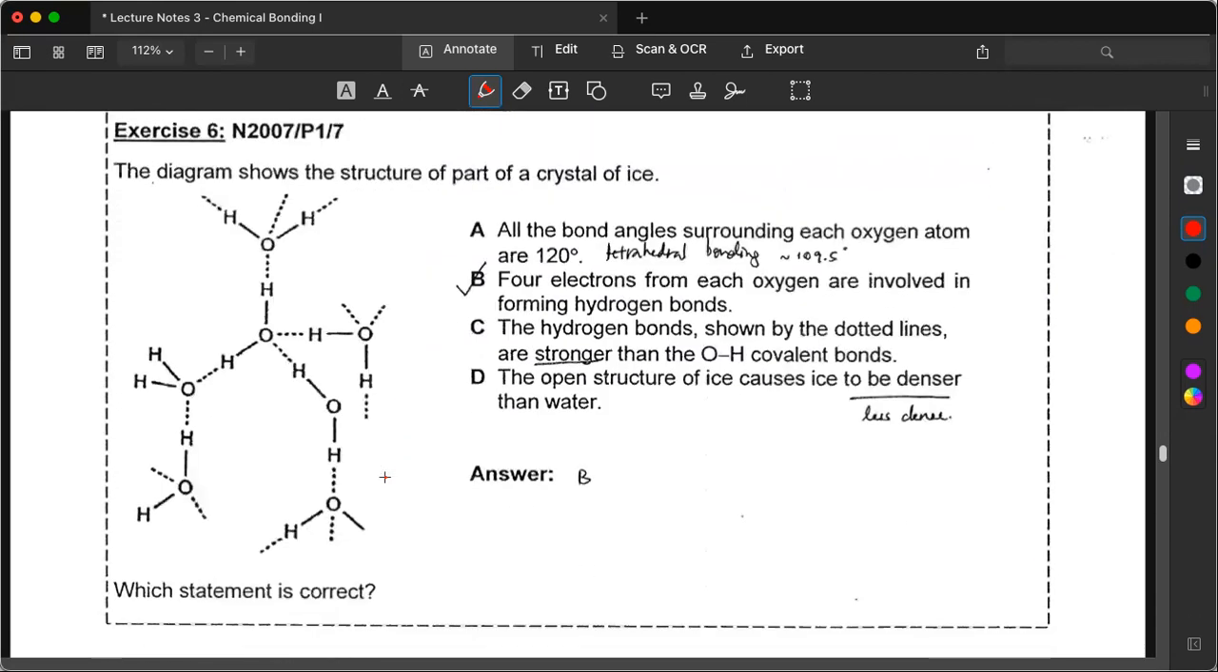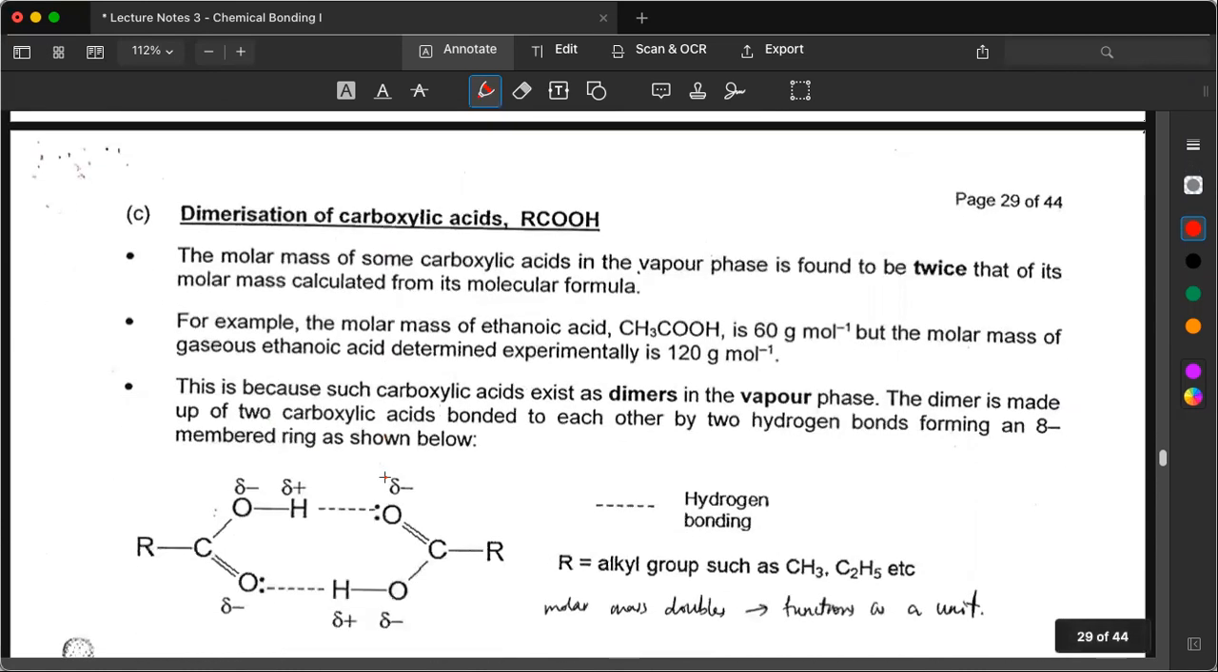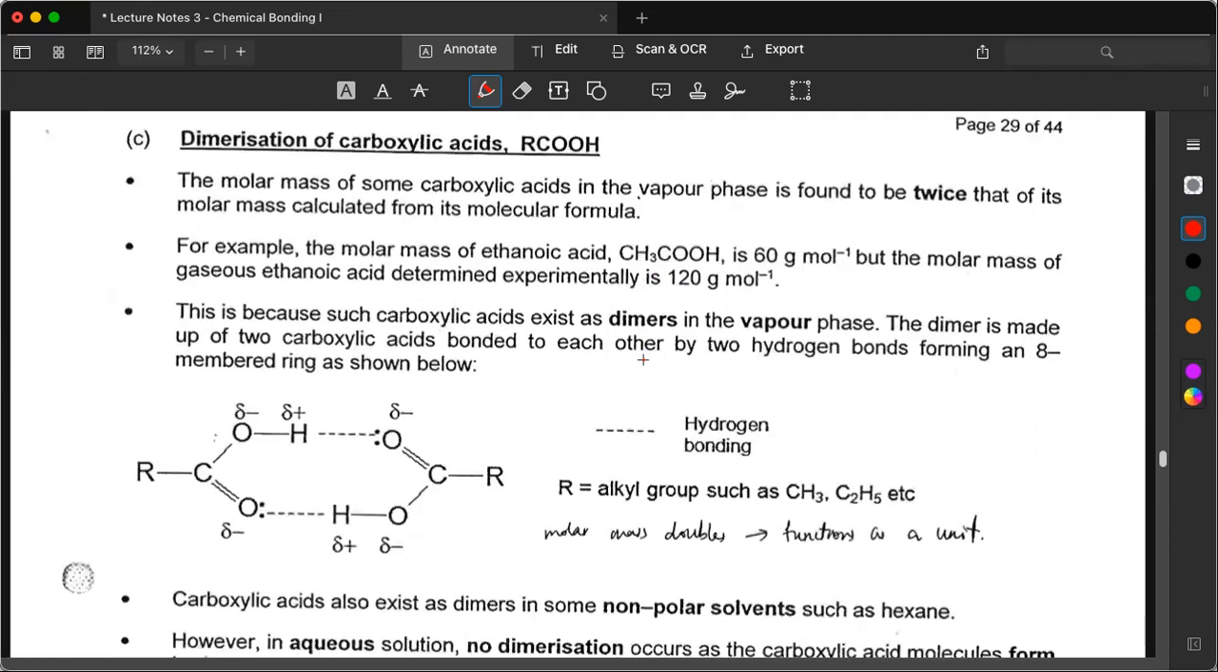And you can just read yourself. Hydrogen bond can be used to explain dimerization in some compounds. For example, the molar mass of some carboxylic acid in a vapor phase is found to be twice of its actual molar mass from the molecular formula. For example, ethanoic acid is supposed to be 60 grams per mole, but the gaseous ethanoic acid is determined to be 120. So we need to explain why.